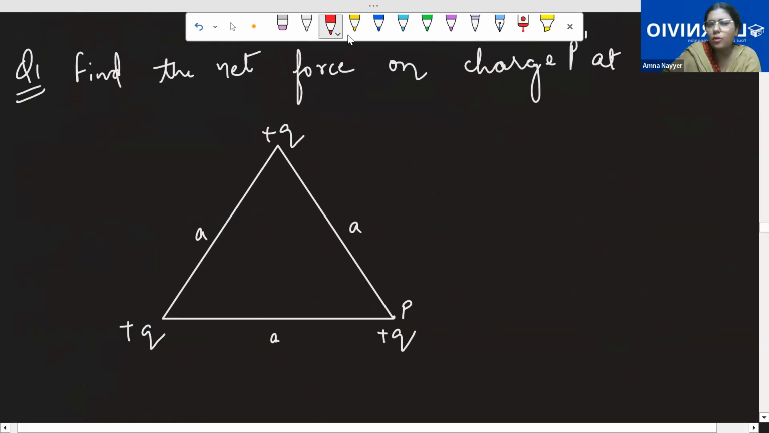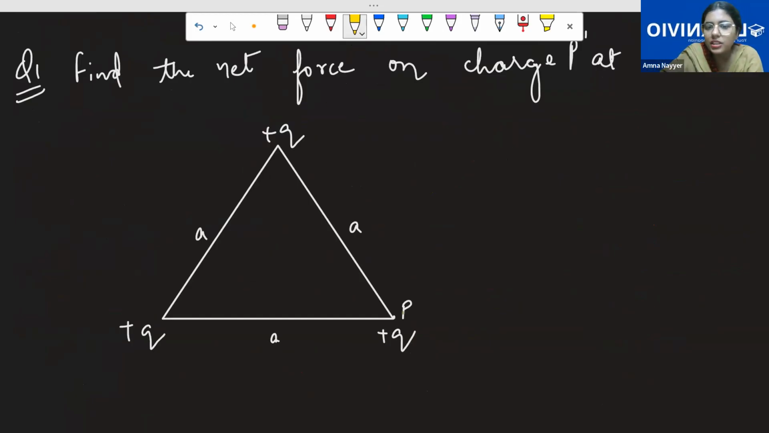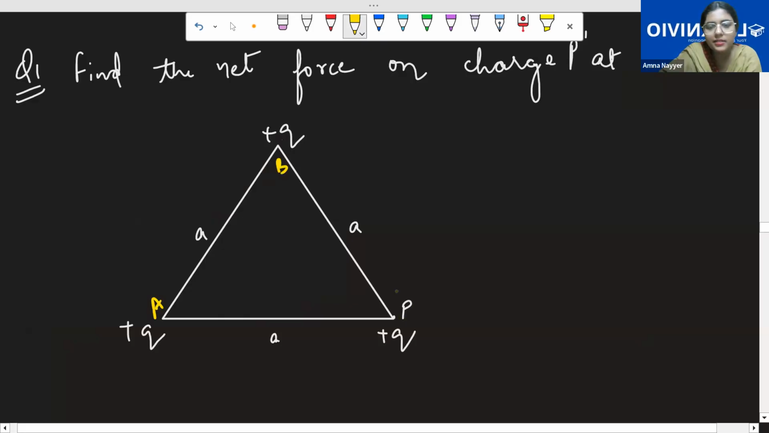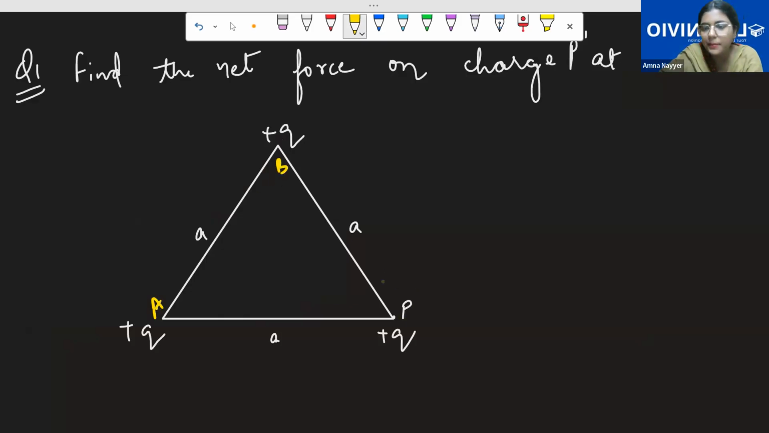See here, this is a question from NCERT Exemplar, and I think it's the solved question also. It says find the net force on the charge P at the vertex. This is your charge P. Let's say this is A, this is B, this is the P point. This is already given as the P point. A, B, P, this triangle is there. Now we have to find out the net force here.